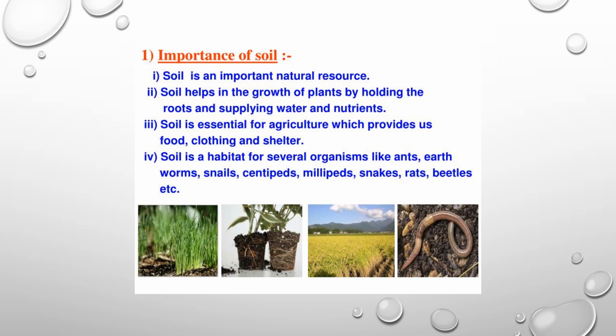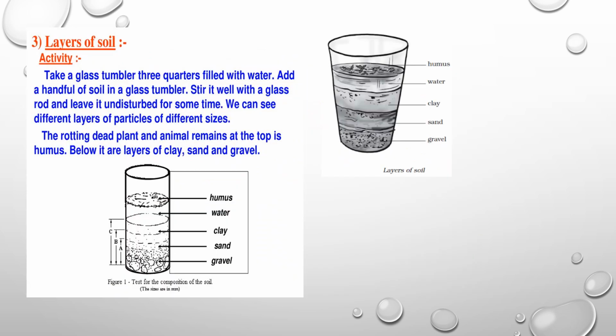So, the importance of soil as a natural resource: it supports the growth of plants by holding the roots firmly in the soil, and it absorbs water from the soil. It is also essential for agriculture. It provides food, clothing, and shelter. Okay. Now, soil is a habitat for several organisms. Then the next one, layers of soil, what you have learnt in the previous session.